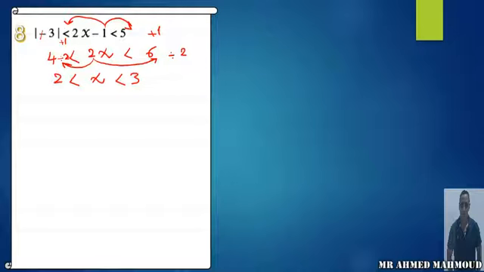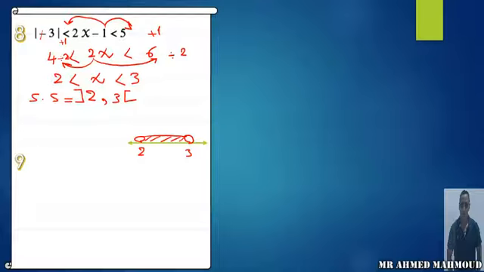Then the solution set equal 2 opened, comma 3 opened, and to represent on the number line, 2 opened, 3 opened, and connect them.